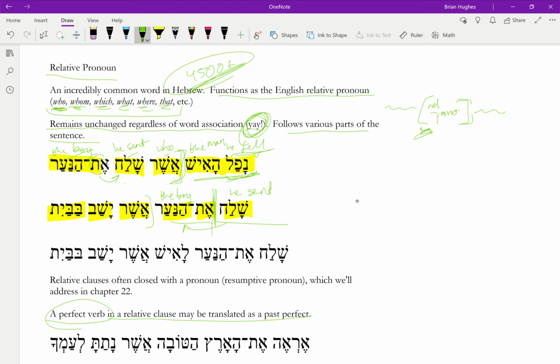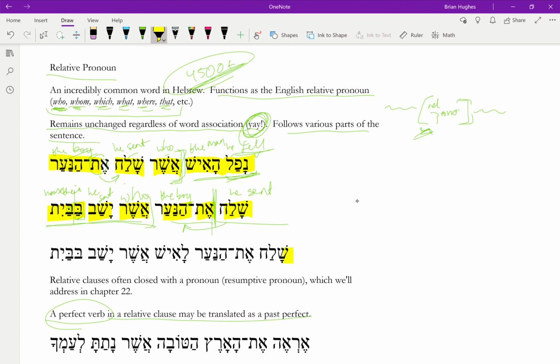Then we've got asher, which is introducing some sort of extra clause, that little pause in a sentence to give us more information. So who or what or whom or something like that. Yashav is to sit, dwell, or inhabit. So this would be he sat. Babayit. So here we have our preposition ba, in, and it's got a definite article on it because we have patach and dagesh here. So in the bayit, the house. So again, we would say, he sent the boy who sat in the house. Or it could be he sent the boy who had sat or lived in the house or something like that. The context might help us clarify that.